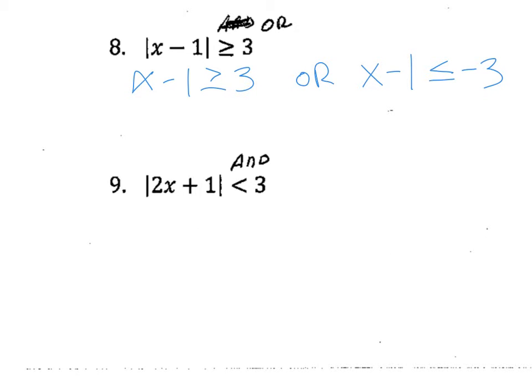Okay, number 9 is an AND type problem because it's less than. You're going to set up two problems again, just like we did up above here. Okay, but again, make sure you write your answers in one grouping. So the letters in the middle, and then you got numbers on each side. Make sure you pay attention to the signs.